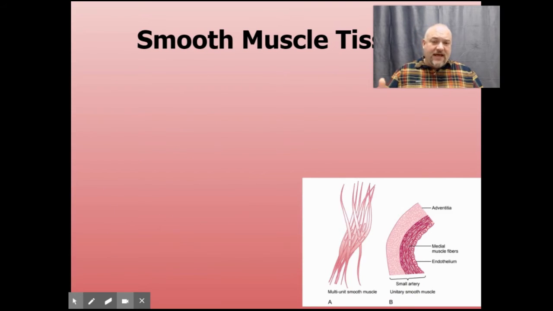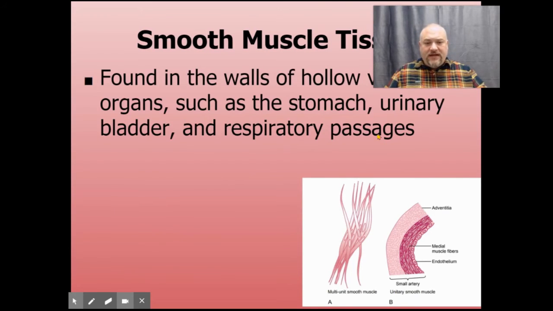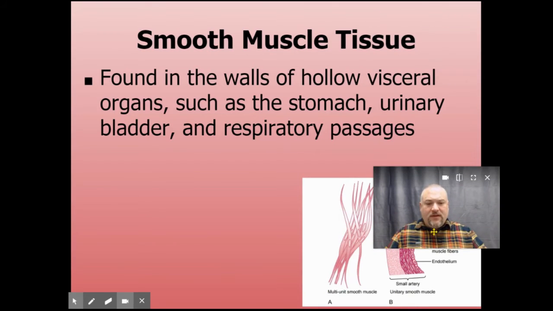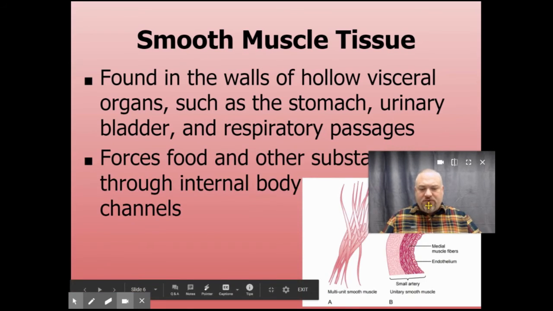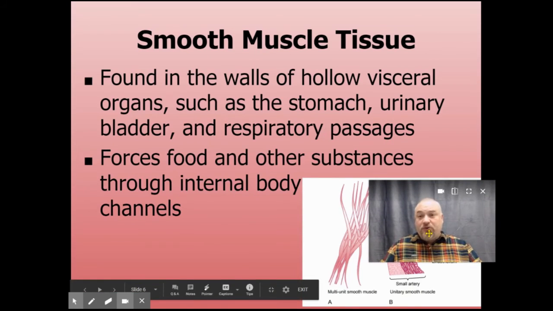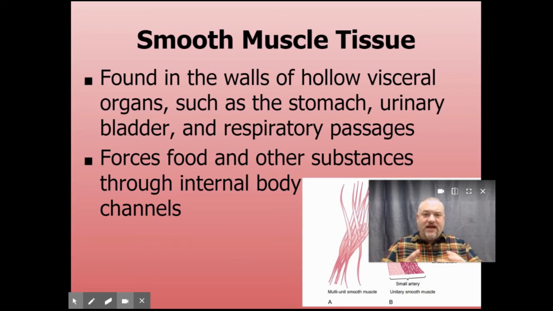Smooth muscle tissue, the last of the three types, is found in the hollow walls of the visceral organs, so your guts, like the stomach, the urinary bladder, and respiratory passages. So any hollow organ is going to be surrounded with some smooth muscle. And it forces food and other substances through internal body channels. So it's what's going to actually push things through your esophagus, through your stomach, through your intestines, and on out the other side. That's its job, to move things through other systems.